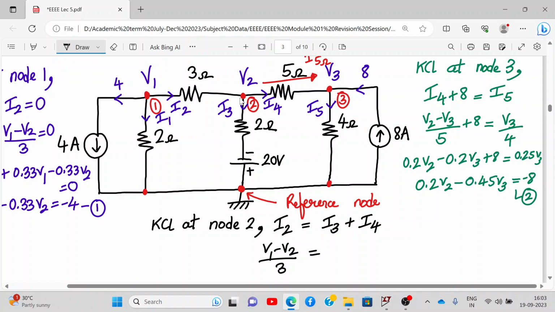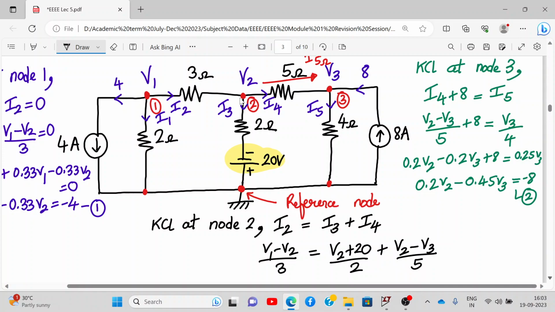I3 is, if you look carefully, V2 plus 20 upon 2, since here you're going from minus to plus. Here we have a 20 volt voltage source, so it will be V2 plus 20 upon 2. And I4 will be V2 minus V3 upon 5, so plus V2 minus V3 upon 5.